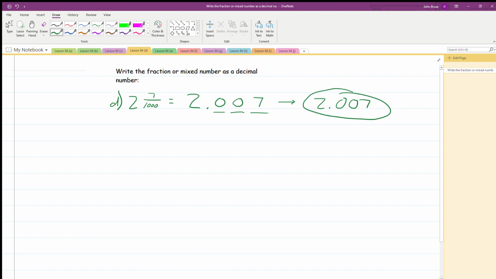2 and 7 thousandths. Be careful when you see these numbers with the big denominators, because you want to make sure that this numerator, the number to the right, is the first number you put in this spot. All right. Okay, we're going to go ahead and go to E.